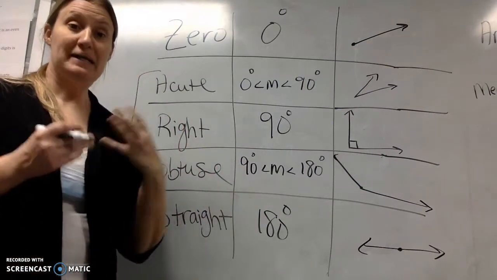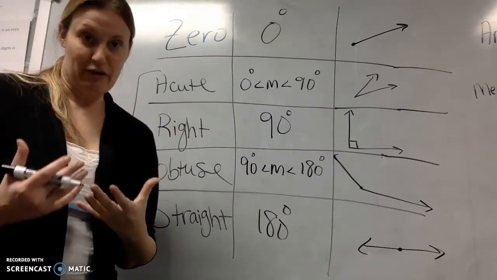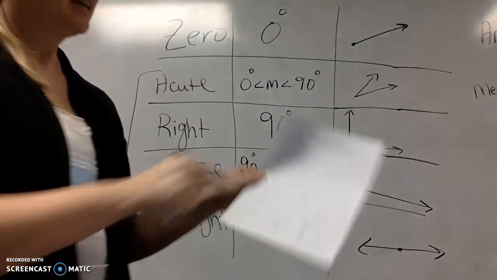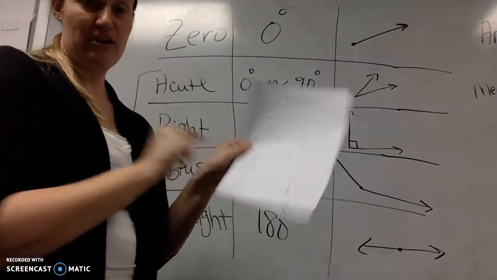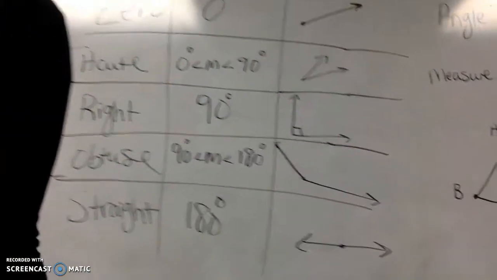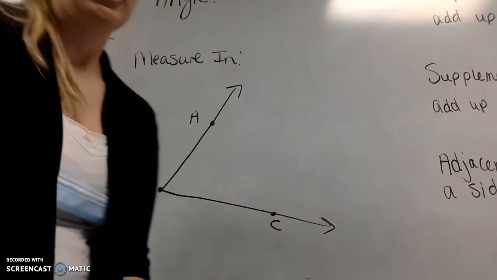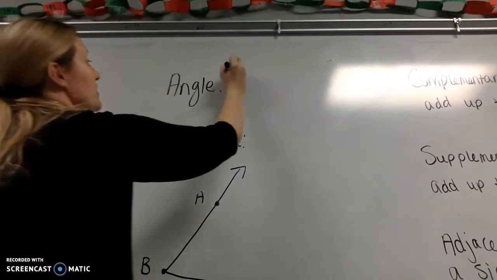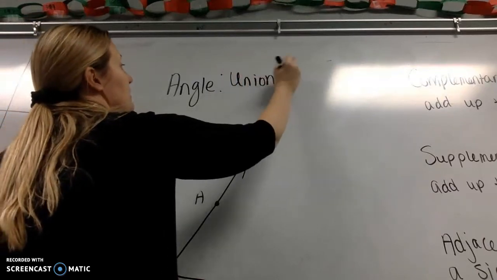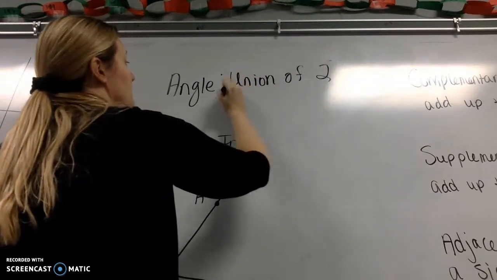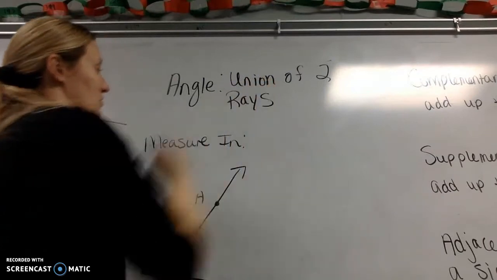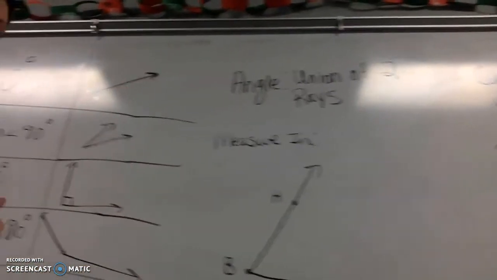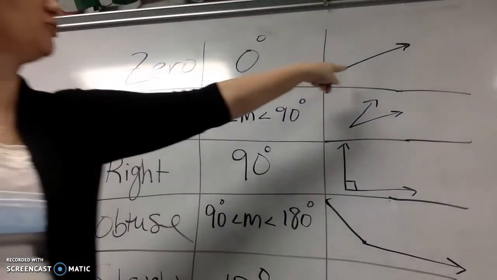Now, let's back up and talk about, well, what is an angle? Okay, so to really understand these, let's talk about what an angle is. And you could probably take these notes down here. So an angle, the actual definition of an angle is the union of 2 rays. Okay? We talked about what a ray was versus a line back here. So this is a ray.